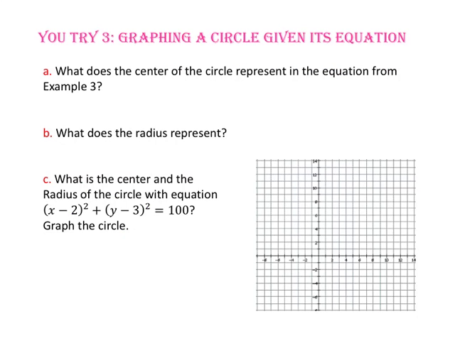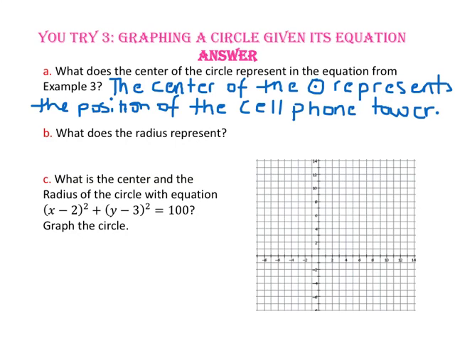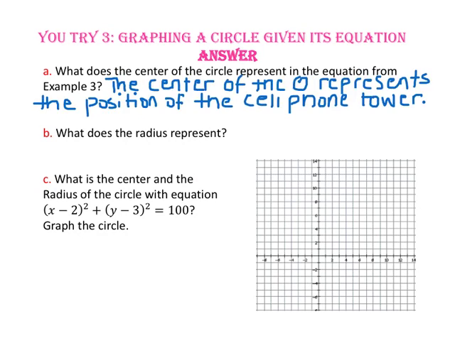Pause the video and try number 3. For part A, what does the center of the circle represent in the equation from example 3? Looking back at example 3, the center of the circle represents the position of the cell phone tower. For part B, what does the radius represent? The radius represents the transmission range of the tower.